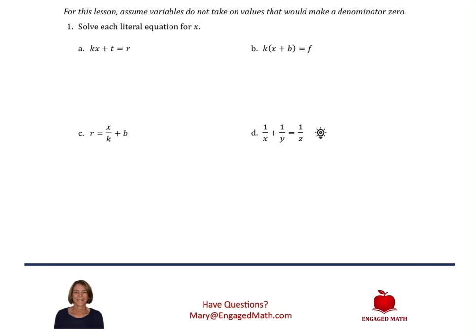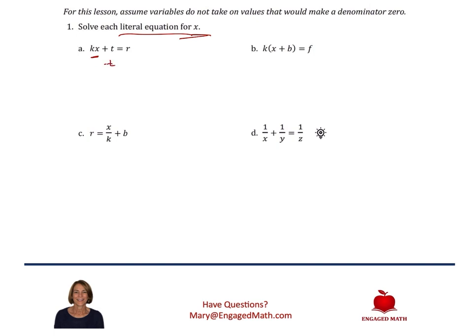Welcome to Lesson 5, problem number 1, where we are solving literal equations. Literally, what that means is that there's more than one variable in an equation, and we have to isolate one of those variables. In this case, the variable we're going to isolate is x. So let's get started. In 1a, we're going to start by trying to get x alone.